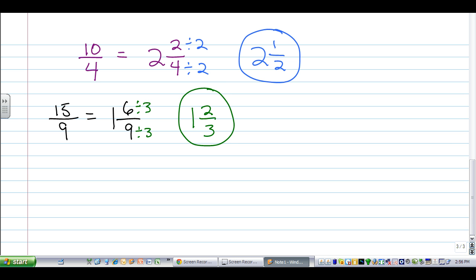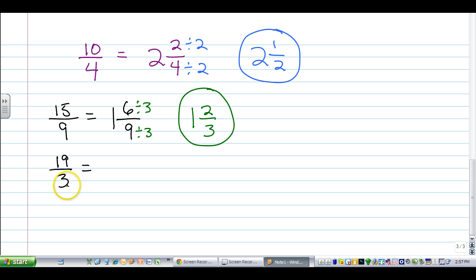Here's another one. Let's take one from your book. How about 19/3? 19/3. Go ahead and pause and change 19/3 into a mixed number in simplest form.